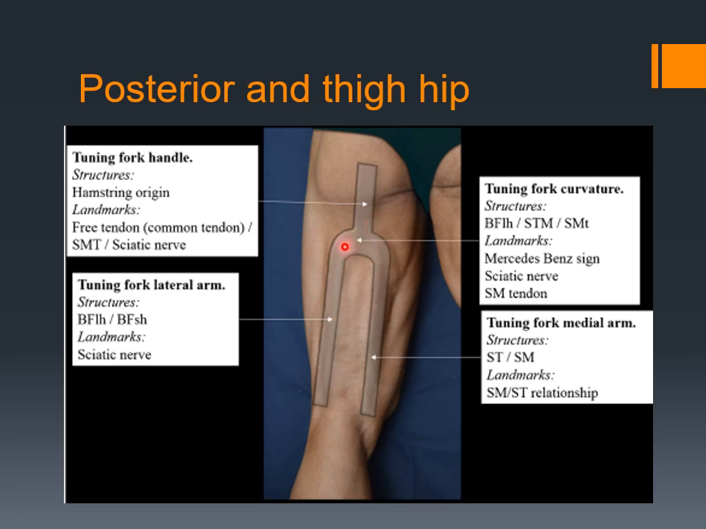On moving to the lateral aspect of the thigh, our landmark here is the sciatic nerve. If we move with the sciatic nerve, the muscle which will be seen in the view is the biceps femoris muscle, long head and short head. If we move at the medial aspect of the tuning fork medial arm, we see the semitendinosus and semimembranosus muscle.